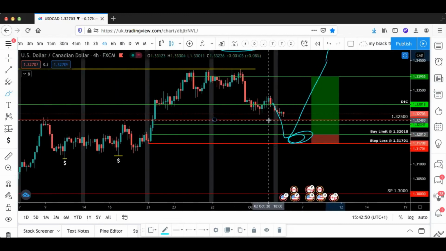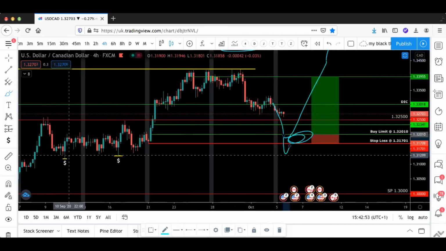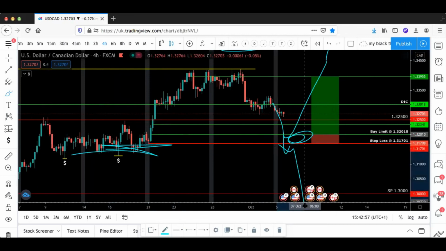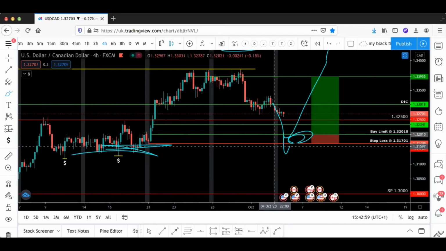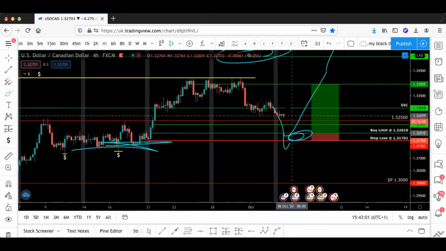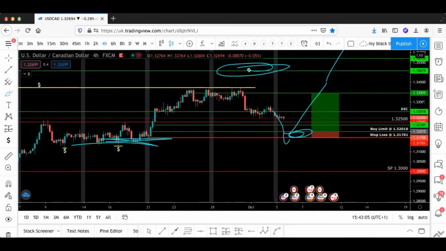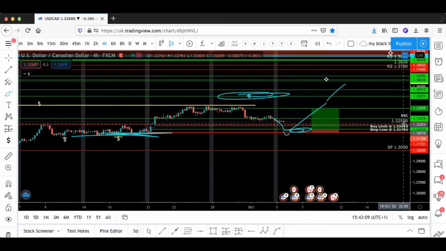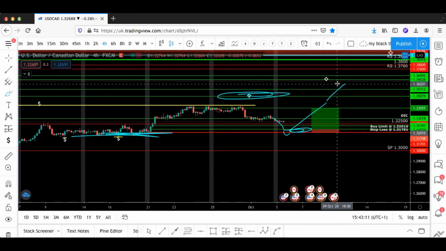Suppose if USDCAD breaks this low, if this low is taken, then we have the potential for price to run lower. But for now, I'm anticipating price to just drop a little bit further down. Then we could anticipate some buying opportunities on USDCAD towards the target on the upside. That's what I'm anticipating on USDCAD.